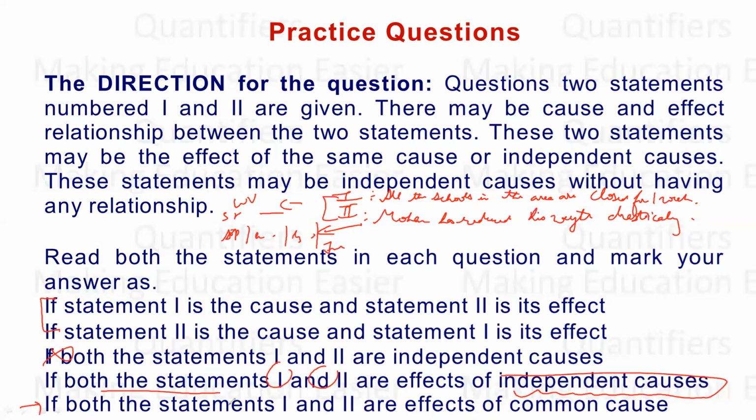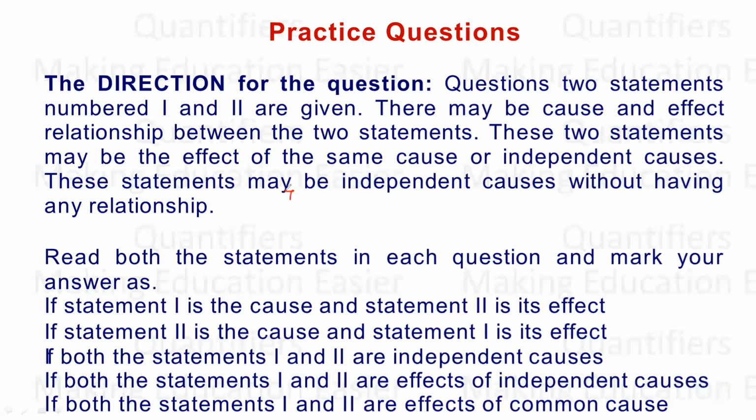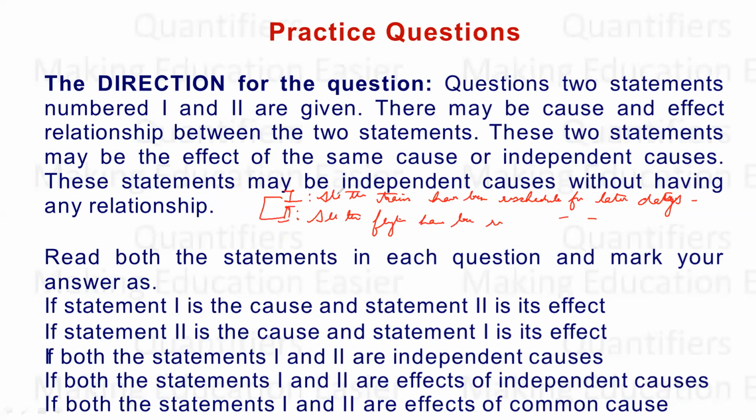Now let's see the fifth one. If both statement 1 and 2 are effects of a common cause. Again, I'll help you understand this particular option with the help of an example. So statement 1 says that all the trains have been rescheduled for later days. All the flights have been rescheduled for later days. Now this is just a tentative example, so don't start finding the flaws. The idea is to make you understand this particular option type.